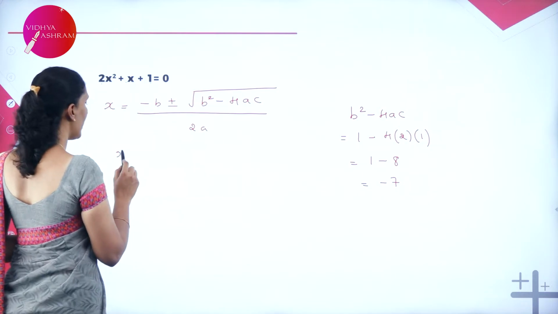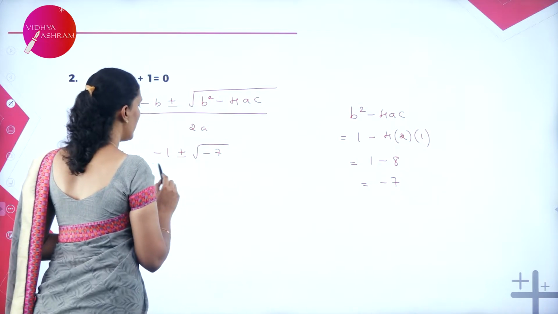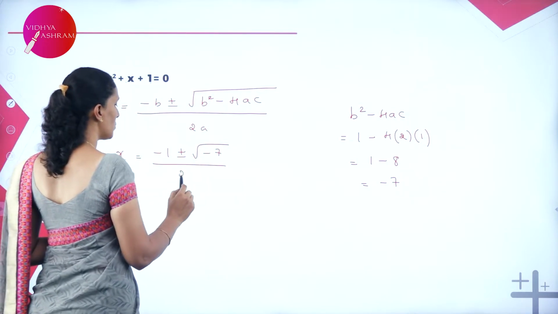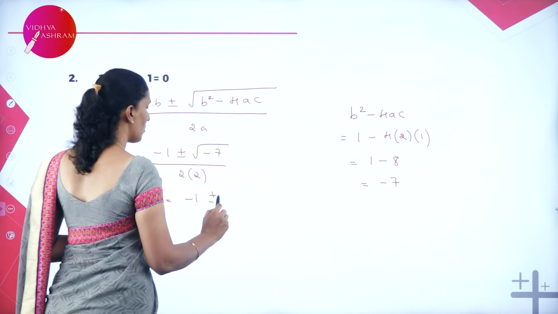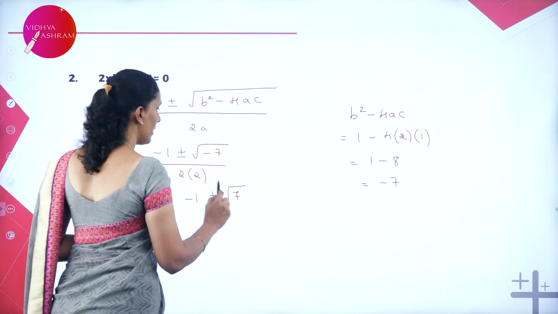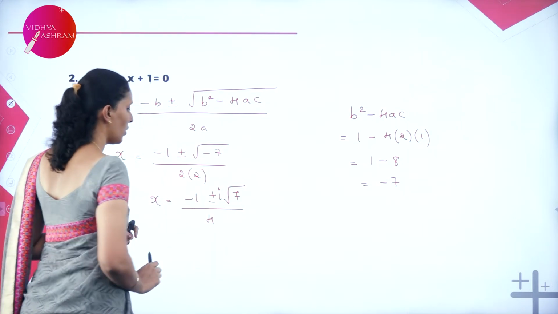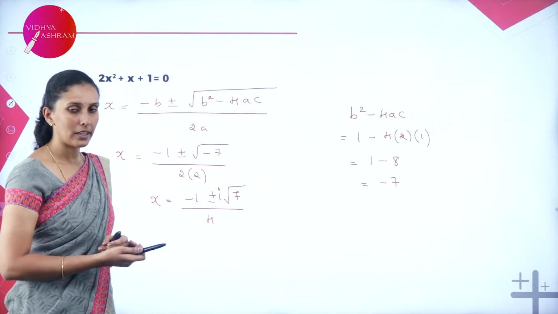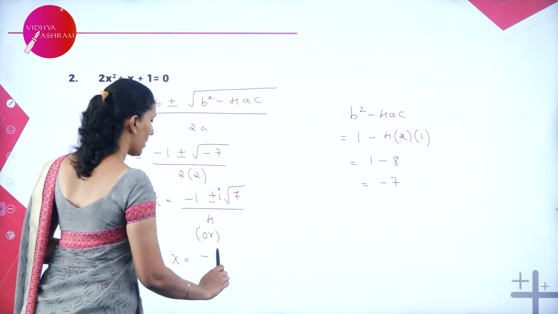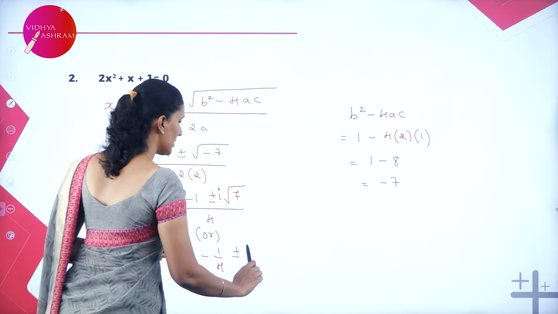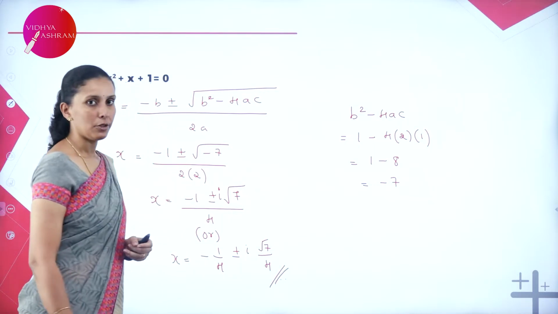So thus here we have x is equal to minus 1 plus or minus root of minus 7 divided by, value of a is 2, so 2 into 2. So we can write x is equal to minus 1 plus or minus square root of 7, and root of minus 1 can be written as i, divided by 2 2s are 4. So this is the solution. So if you want to separate the real and imaginary part, you can also write it as x is equal to minus 1 by 4 plus or minus i root 7 by 4. So this is the solution.